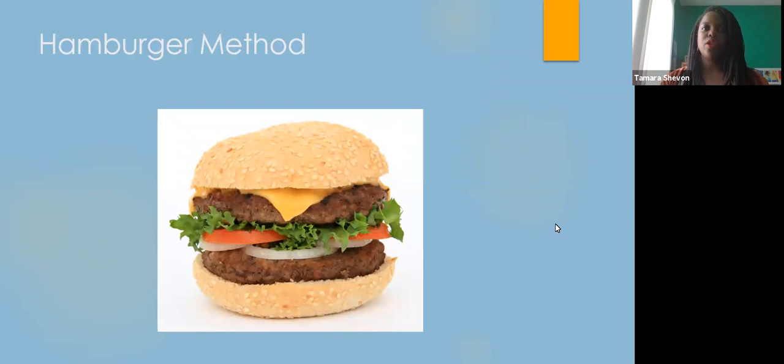So a good way to go about learning how to write an essay is using the hamburger method. The hamburger method is very simple. Everyone eats hamburgers. You have the bun, you have the meat, and then you have the other bun at the end. So let's get into more details about what that means in terms of essays.